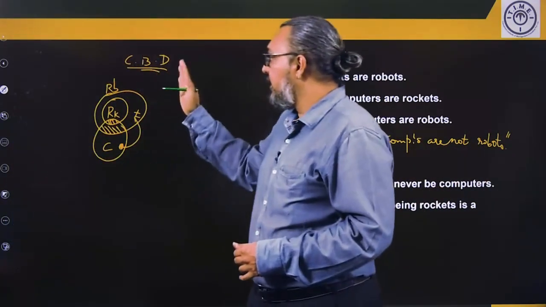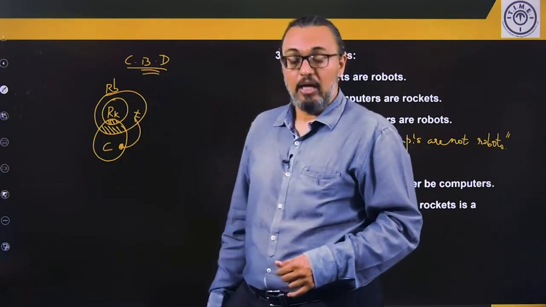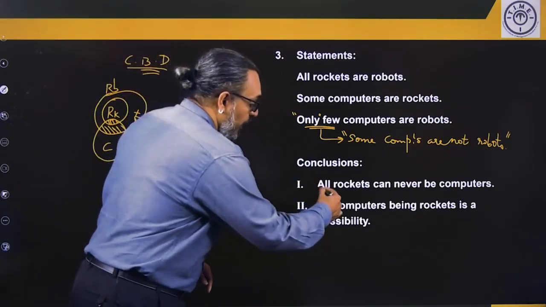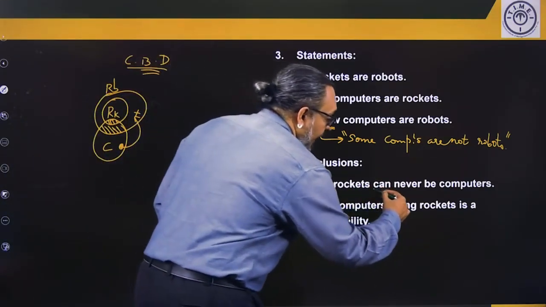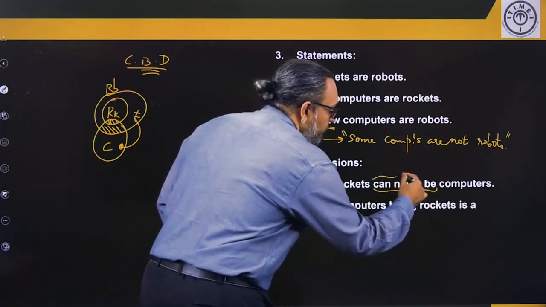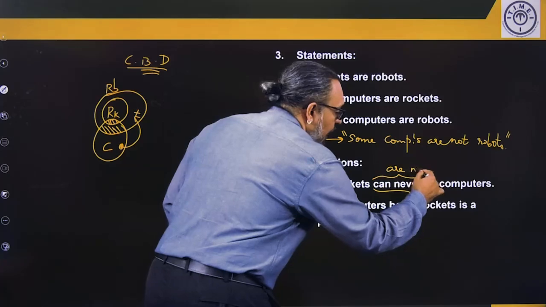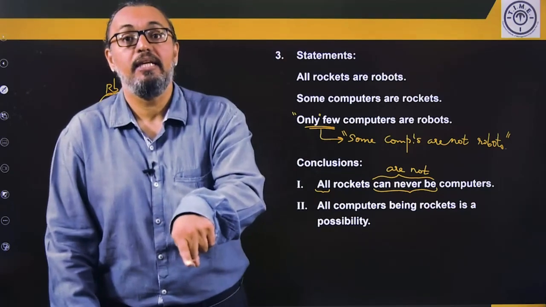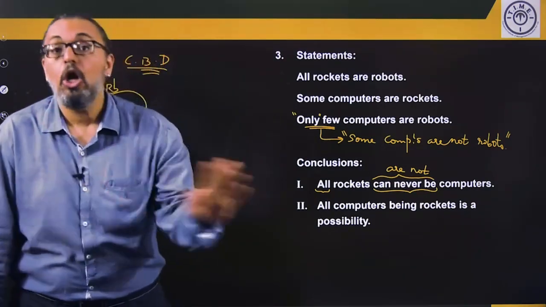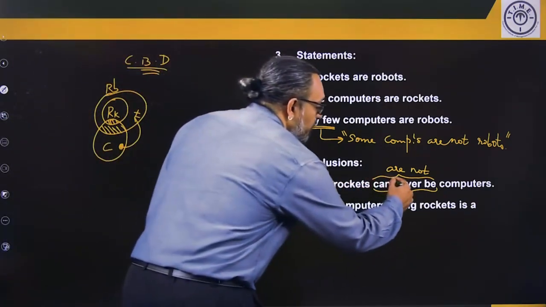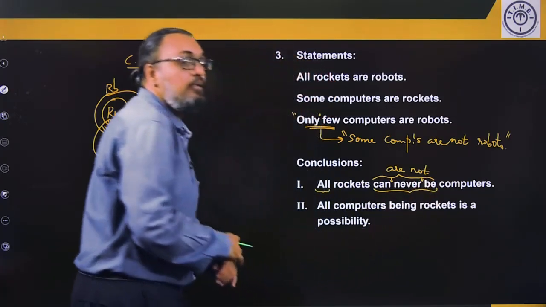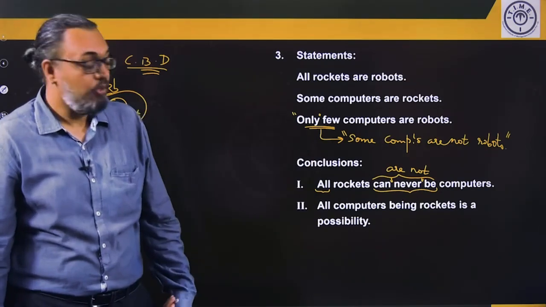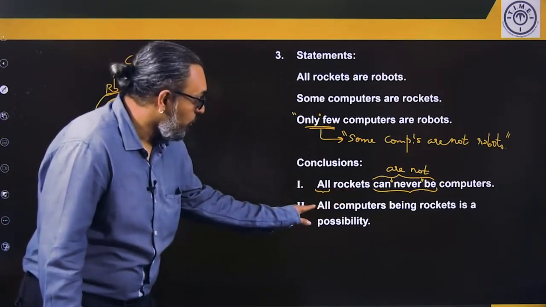Okay. So that is how we get our combined basic diagram. Now let's look into the conclusions. In the first one, we have all rockets can never be. Now, can never be will be identified as are not. Can be is identified as a possibility, but can never be should not be considered as a possibility because you have the word never. Understanding the point here? So this is what you need to look into.